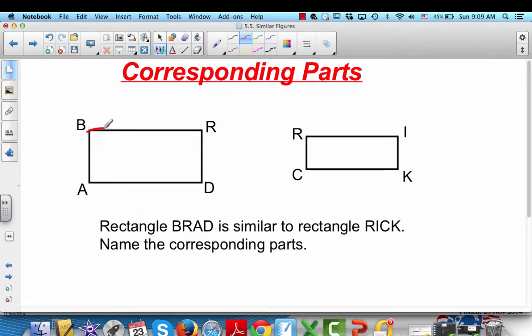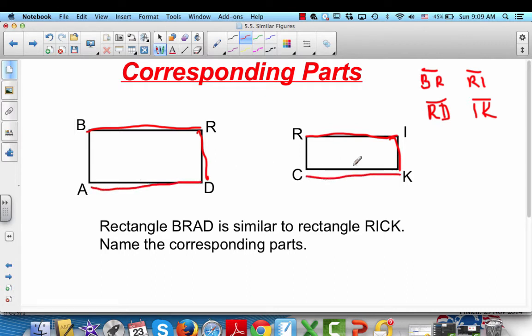Well, let's look. We've got BR corresponds with RI, BR and RI, and this is the way you indicate a segment. And then we've got RD and IK, and then we've got DA and KC, and finally we've got AB and CR.